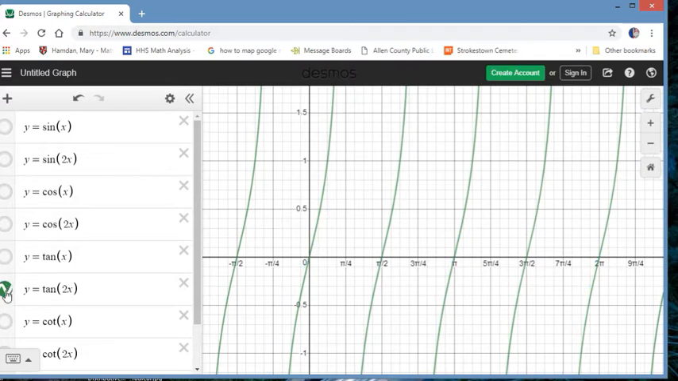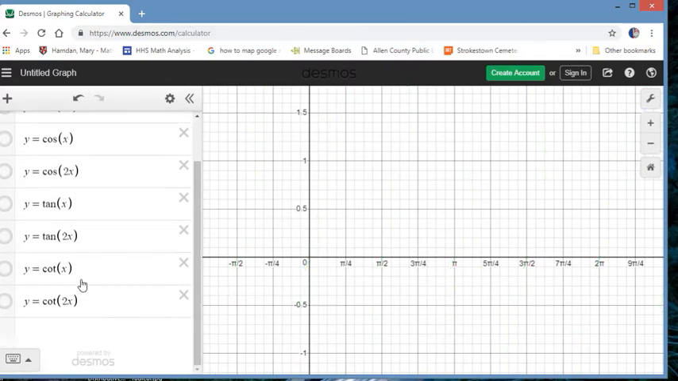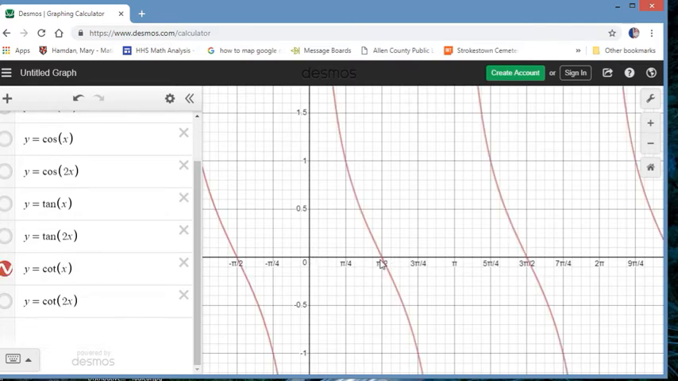Now, where that changes is with a cotangent. Remember I said cotangents are not centered at 0, they're centered at pi over 2. They have a period of pi, so the distance is 0 to pi. Right?